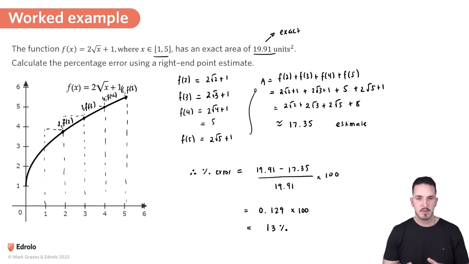So again, like you would normally do, find your estimate, in this case using the right endpoint, so you always want to use the right-hand side of the interval that you're working with. Starting at 1, you go to the right-hand side of 1, which is 2, and then start from that to f of 2, and then do the same thing, f of 3, f of 4, and so forth, to f of 5. Width is 1, so it's multiplying by 1 again, adding it all together, putting the final solution into your CAS to get an estimate of 17.35, and then you have the exact area, 19.91 minus 17.35, divided by the exact area, times by 100 to get your final percentage, and we'll just round it to a whole number.